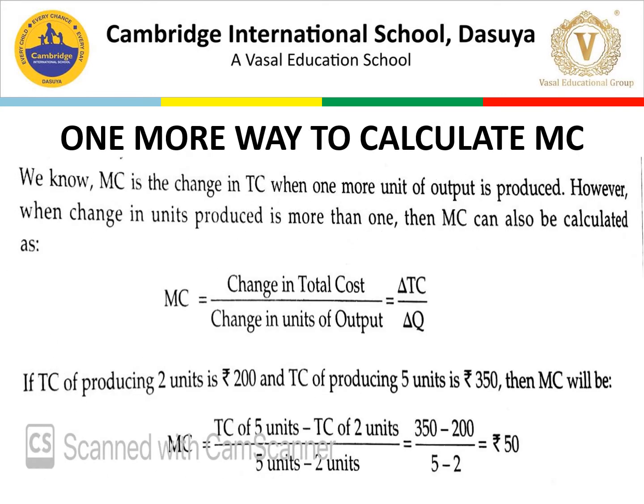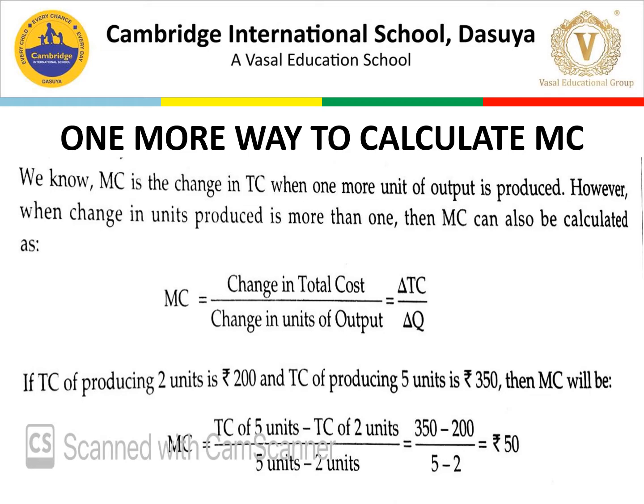Now we have covered one method to calculate MC, which we have already discussed. MC is equal to TCn minus TCn minus 1. That was the formula. Now there is another way also to calculate this. We know MC is the change in TC.